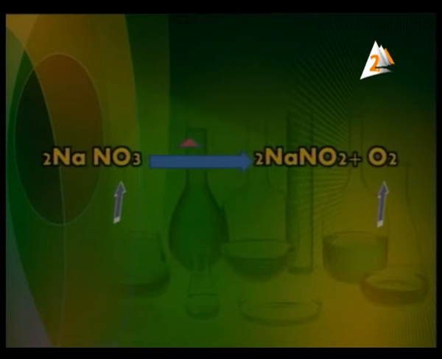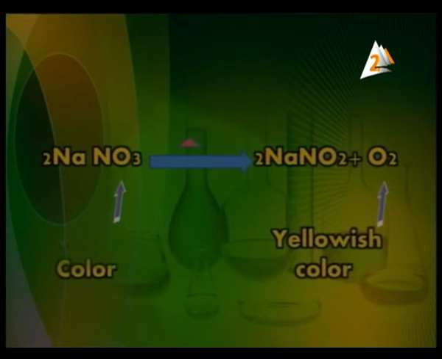2NaNO3 by heat will be 2NaNO2 plus O2. Sodium nitrate to sodium nitrite. Wonderful. But look at this: the color starts white and changes into yellowish color. It means white to yellow. Why is the color changed? Because the reactant, sodium nitrate, is broken into sodium nitrite and oxygen gas evolved.